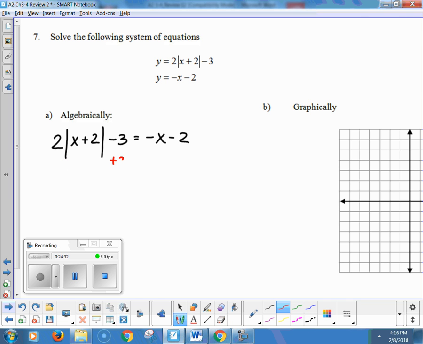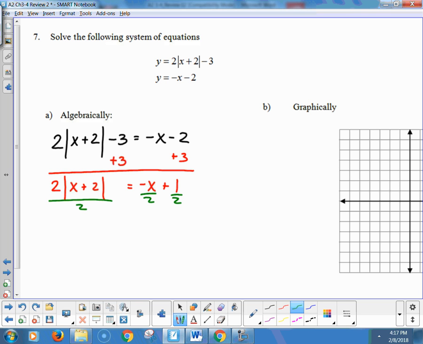So let's start by adding 3 to each side. I get 2 times the absolute value of x plus 2 must equal negative x plus 1. And we could divide both sides by 2. And that gets us the absolute value of x plus 2 must equal negative 1/2 x plus a half.